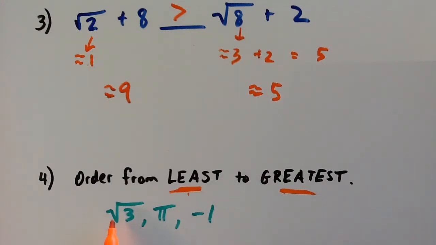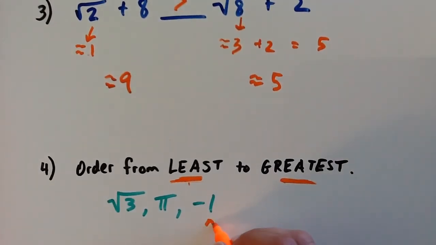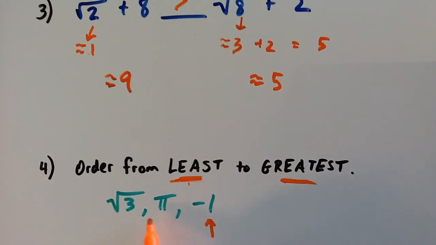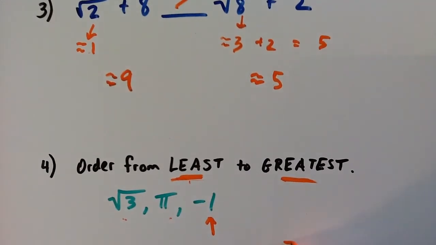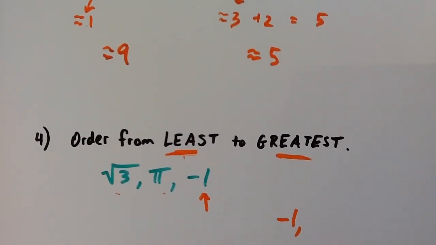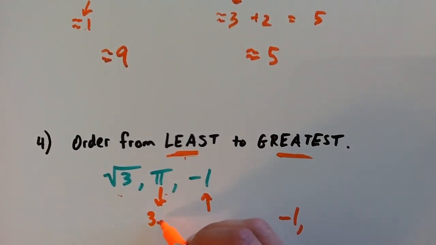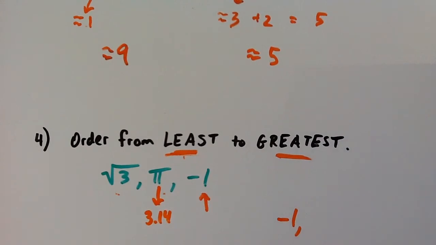Looking at these numbers, I have square root of 3, pi, and negative 1. The first thing you should notice is that this number right here is negative, right? And these two are positives. So the smallest number is going to be that negative number. It's going to be negative 1. That's my smallest number because it is negative. All right, now pi, remember we approximate that to be 3.14. Pi is approximately 3.14.